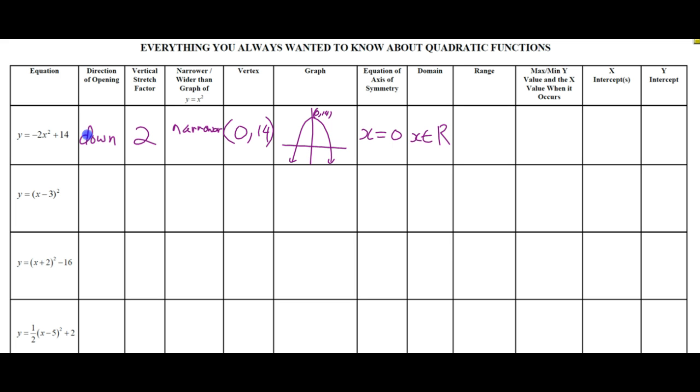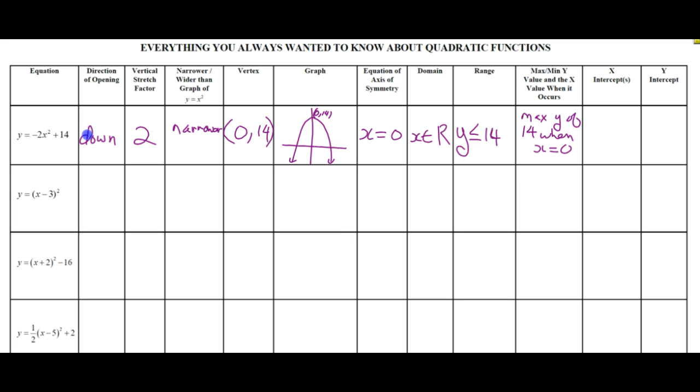The range is? y is less than or equal to 14. Does it have a maximum or minimum value? Yeah, I think they all do, but could you be more specific? It has a maximum y value. So it's a maximum y value of 14 when x equals 0. And again, it's all just related to the vertex, as far as axis of symmetry, as far as max or min, etcetera.